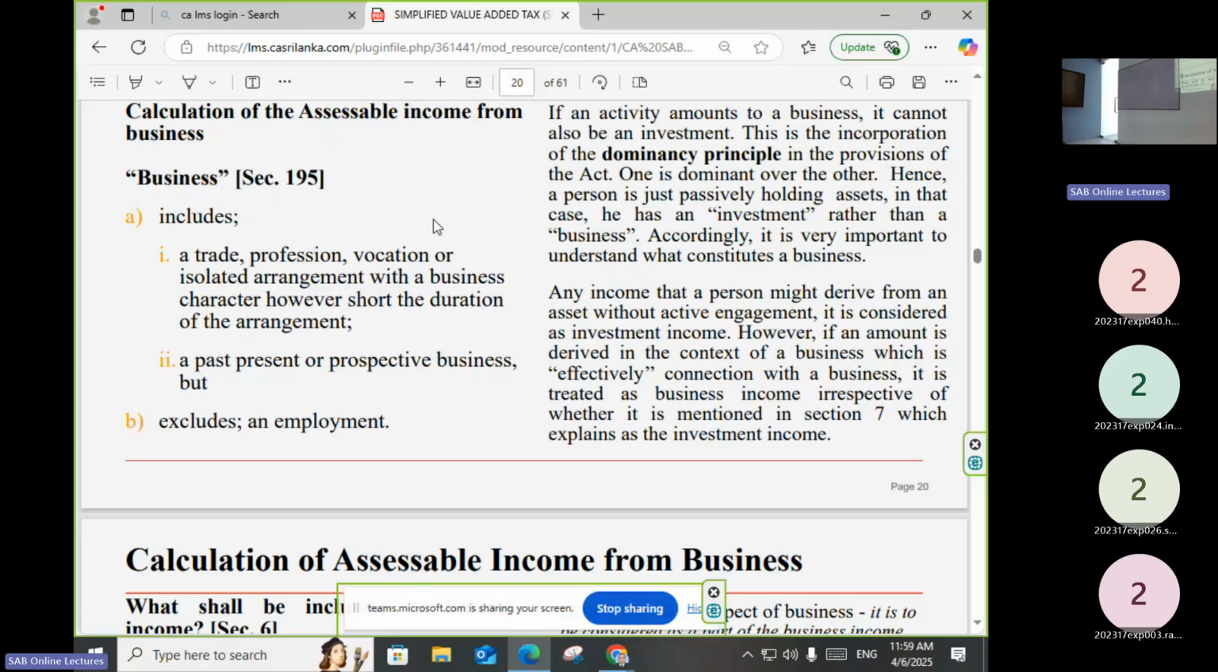Right? It could be past business, present business or prospective future business. Somebody getting that income shall come under the business income. Employment is excluded; employment does not come under the business income. So what do you mean by employment income? What is employment income?